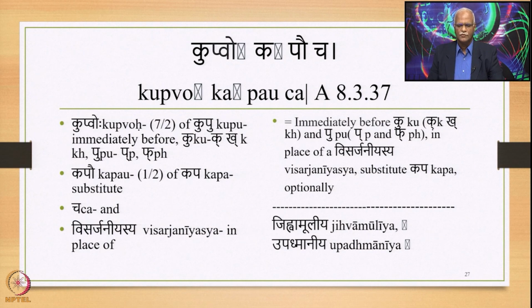So now the meaning of the sutra is this: immediately before Ku and Pu, in place of a Visarjaniya, substitute Kah and Pa, that is a Jivhamuliya and an Upadmaniya optionally. I repeat, immediately before Ku and Pu respectively, in place of a Visarjaniya, substitute Akka and Ahpa optionally. Substitute Jivhamuliya and substitute Upadmaniya optionally.